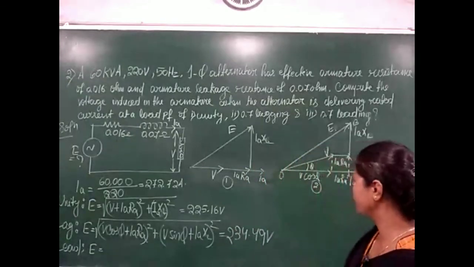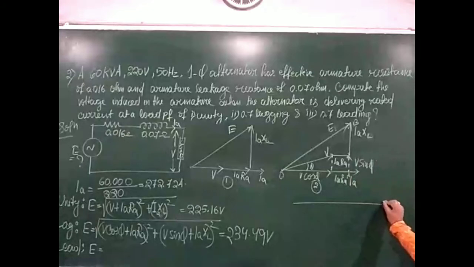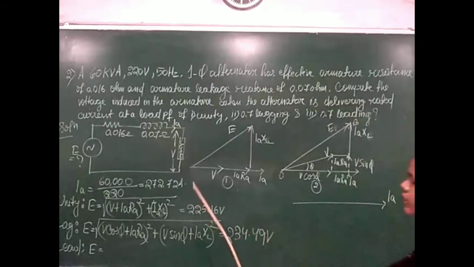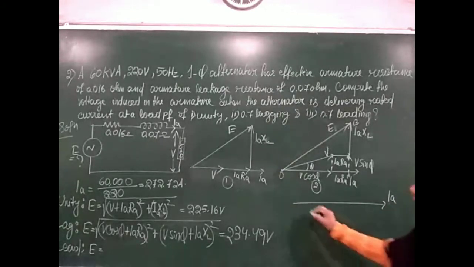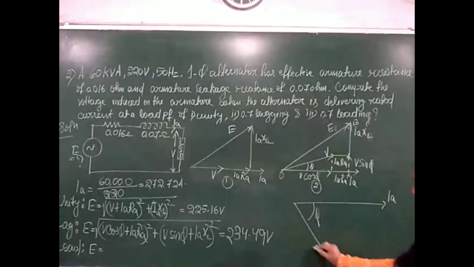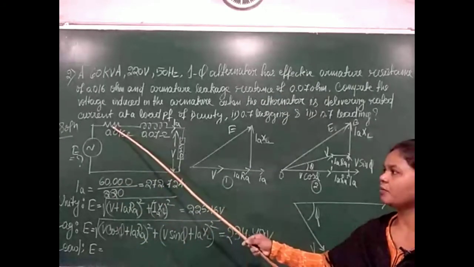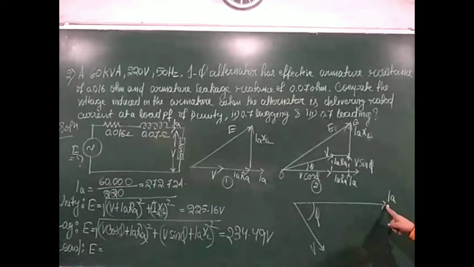Next, for getting EMF induced in case of leading power factor, you draw the phasor diagram for leading power factor. The process is the same. Here also you take current as a reference phasor. The terminal voltage, as it is of leading power factor, means current leads the voltage by an angle phi. Let the angle be phi.